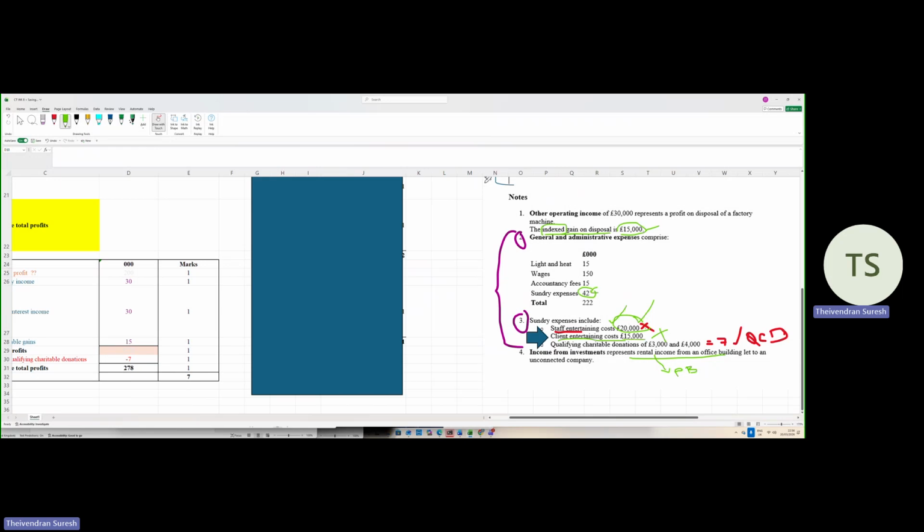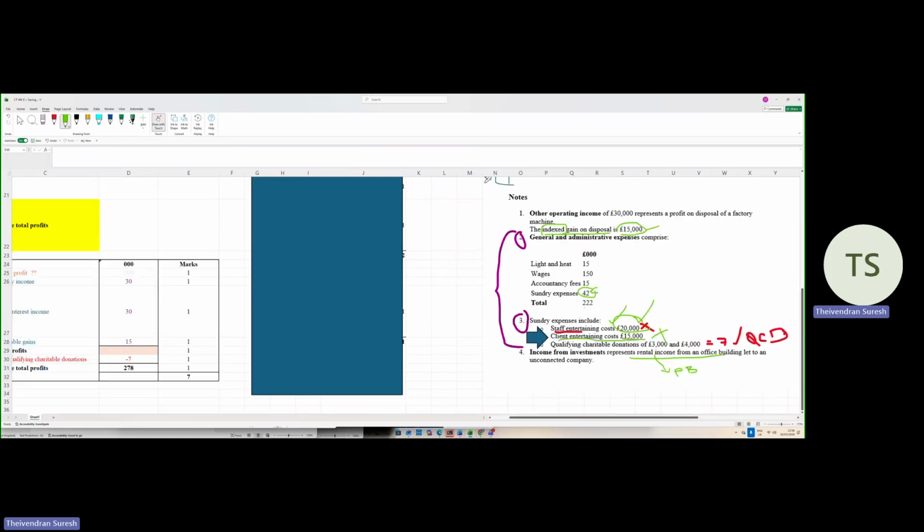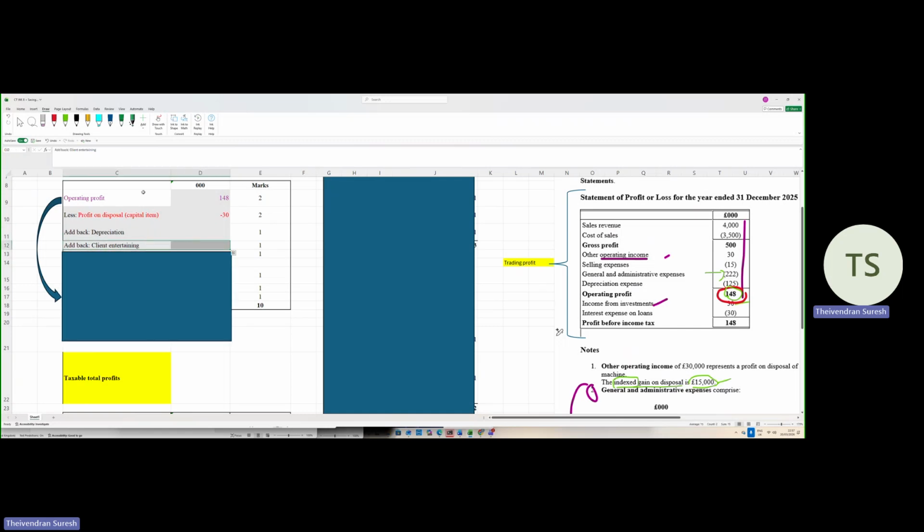But we have already deducted this 15,000 because that is part of this 222. If I scroll back up, this 222 was deducted and then this profit was arrived at. But we are now saying out of this 42, 15,000 is client entertaining cost. You took your client to a restaurant for a meal. That is disallowed expenditure for trade purposes. If it is disallowed, you need to add it back because you can't deduct it. So you would be adding back client entertainment cost.